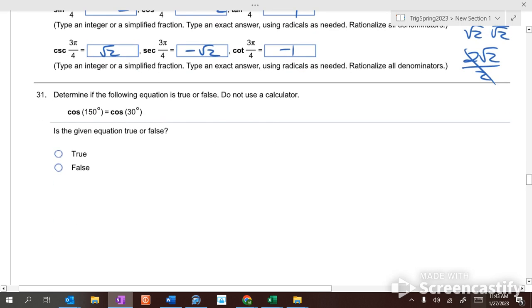Are these equal? The cosine of 150 and the cosine of 30? The answer is no. They have to have opposite signs. Okay, so that is false.